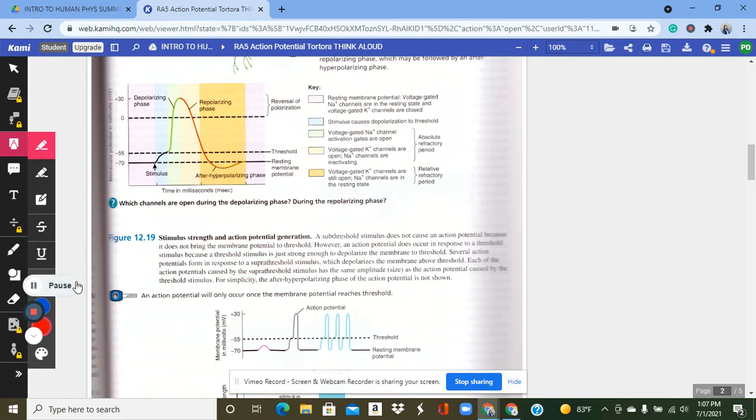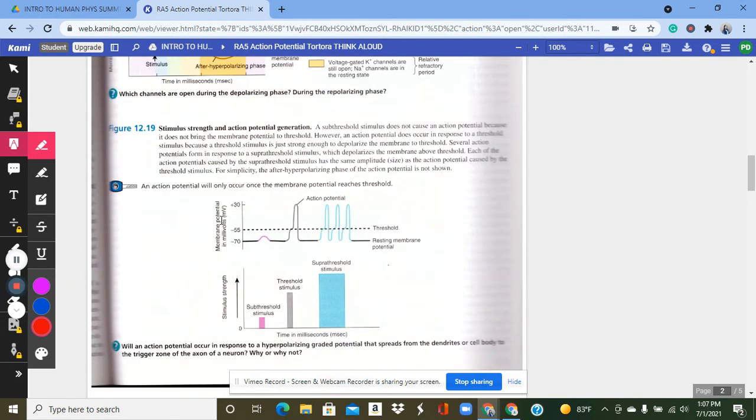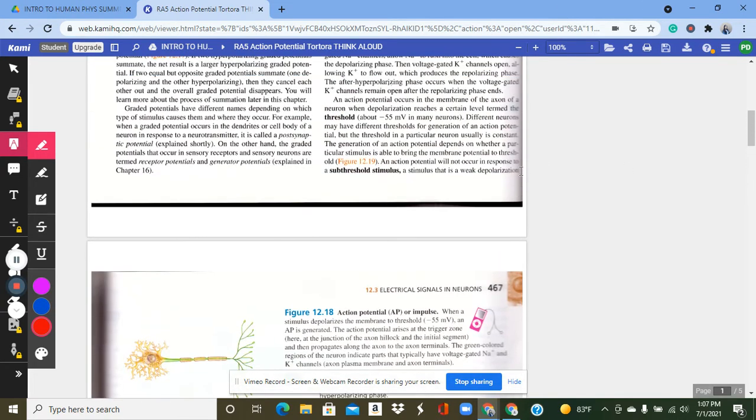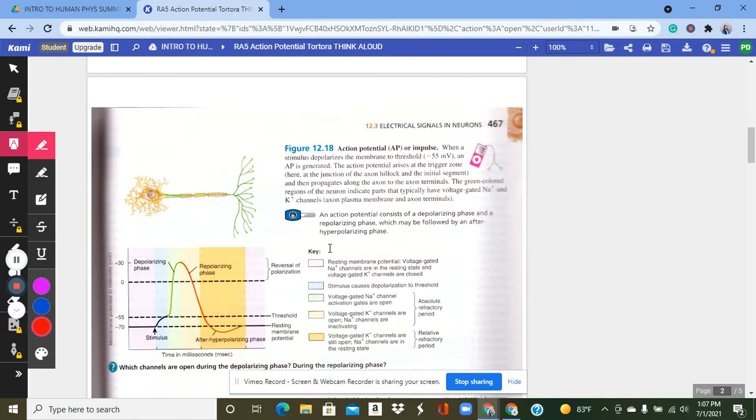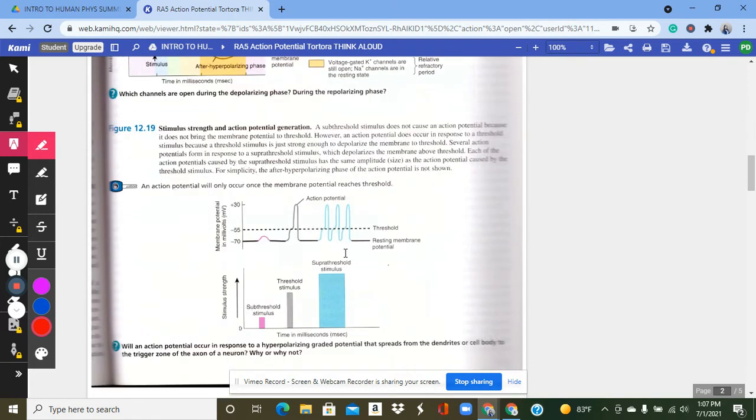So during the repolarizing phase, basically the sodium ion channels close and the potassium ion channels open, as mentioned here in the key. Okay, so moving on, figure 12.19, which was about threshold and the subthreshold stimulus.